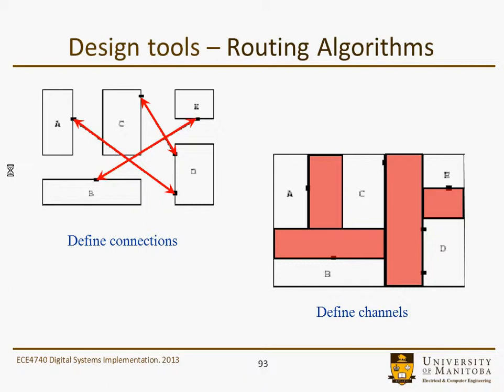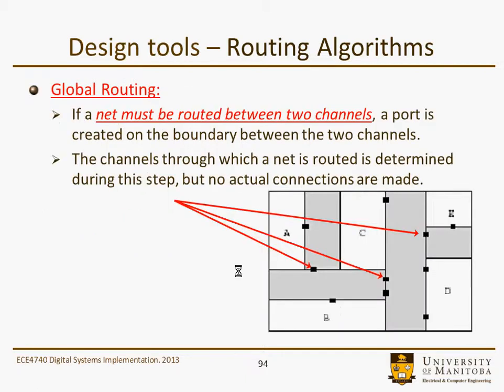So here's an example. You have defined connections. You know what the connections are after you've placed this. For example, E has to get down to B. And at this point in time, channels are defined. Then you want to go to the step of global routing.